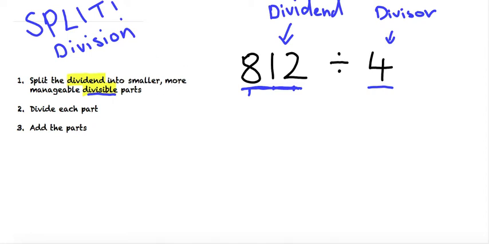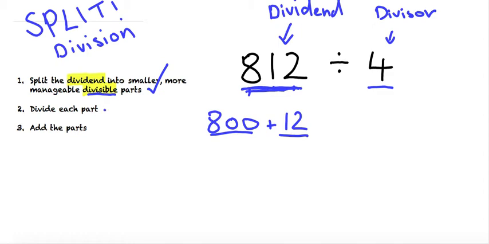All right. I've got it. We said that 800 is divisible by 4. What about 12? 800 plus 12, that's 812. We've split it into smaller parts. 800 is divisible by 4, and 12 is divisible by 4. There we go. Step 1 complete. All right, let's see. What's step 2?